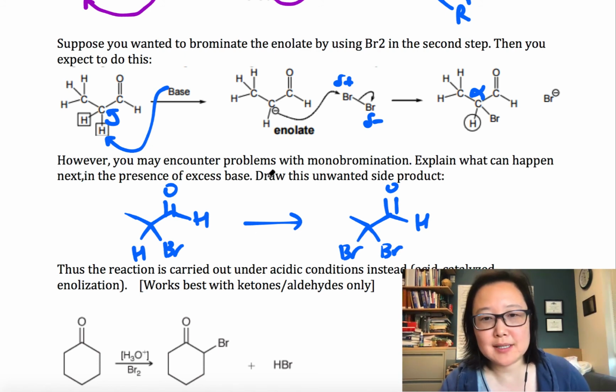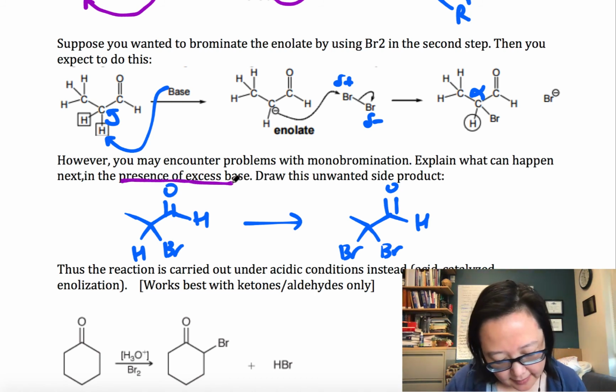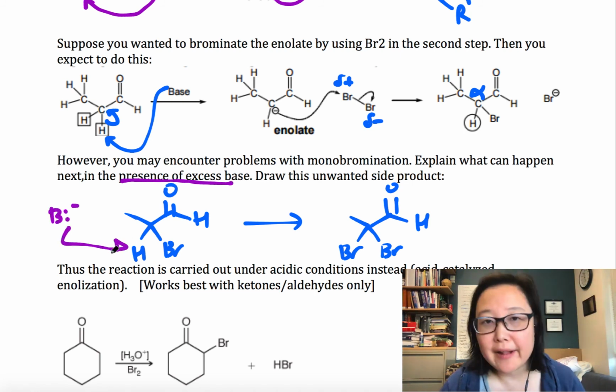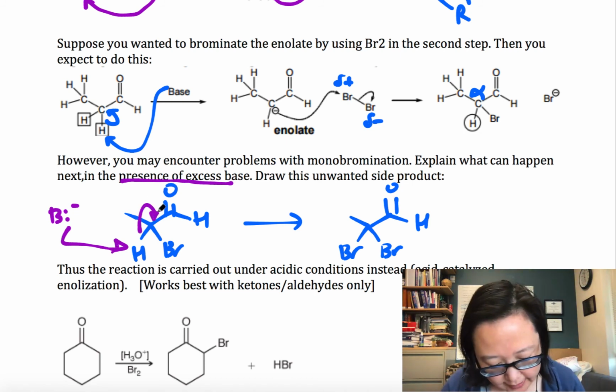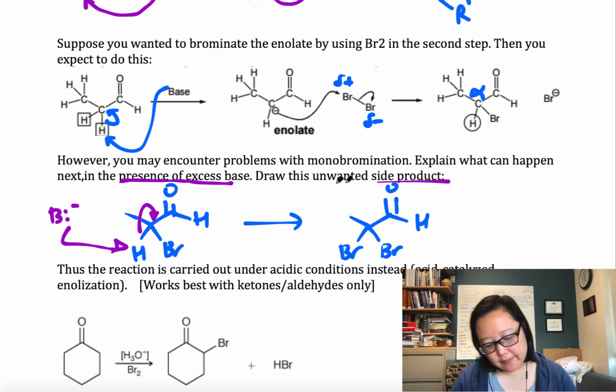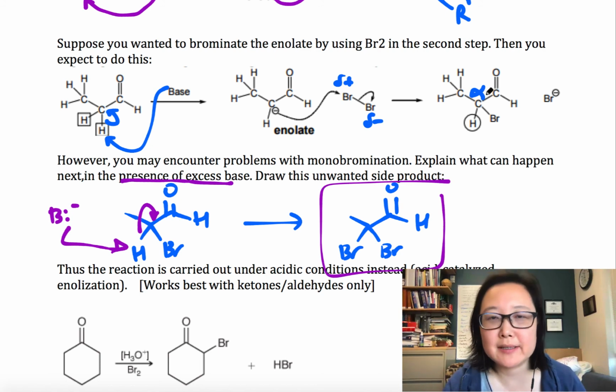Can we explain why that is? Well, if we have excess base, the base is going to keep reacting with all the alpha hydrogens. So we're going to get the enolate again, and then you're going to have another reaction where the second bromine attacks. The unwanted side product will be the dibrominated product, if the monobrominated product is what was desired. So why is that again? It's because we have base and it continues to react with the alpha hydrogens.